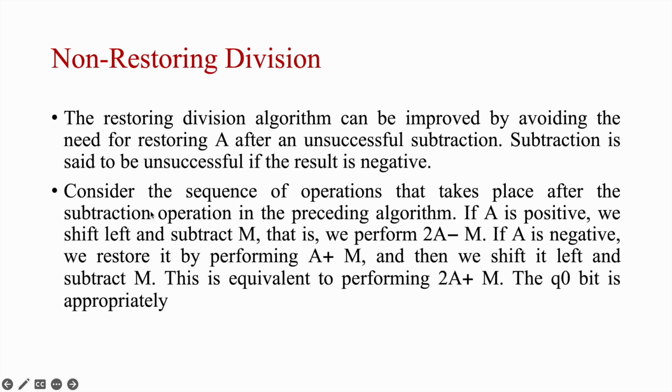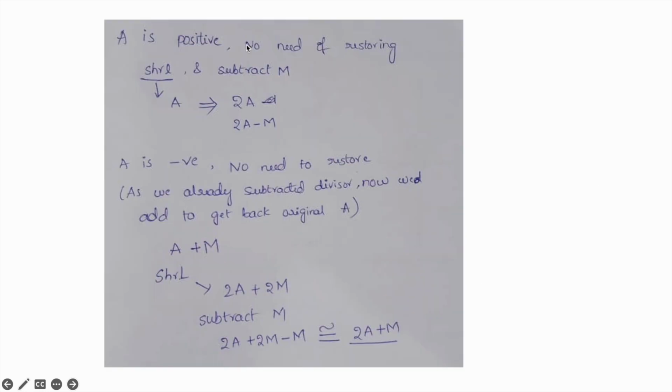So we consider the sequence of operations that takes place after subtraction in the preceding algorithm. If A is positive, we are not restoring the value. We are just using shift left and subtracting M. Shifting A left means A becomes 2A, and subtraction of M means 2A minus M. If A is negative, we have to restore in the previous algorithm.